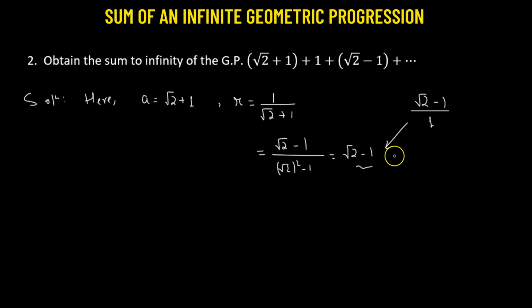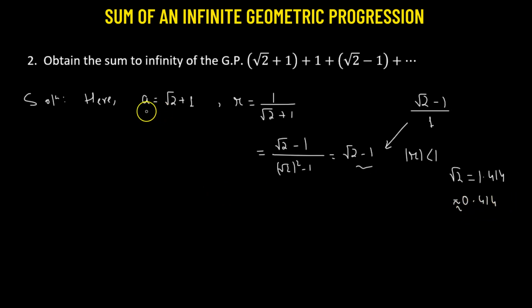This value, is it less than 1? Is the absolute value of the common ratio less than 1? That's true, because we know that square root of 2 is approximately 1.414. The 1.414 minus 1, so that's 0.414, approximately 0.414, and this value is less than 1.